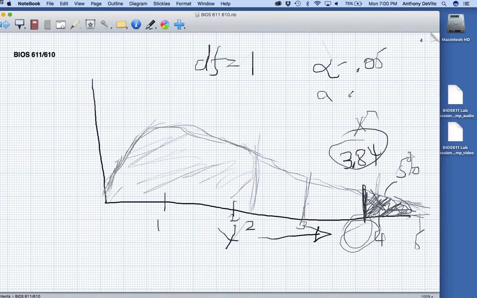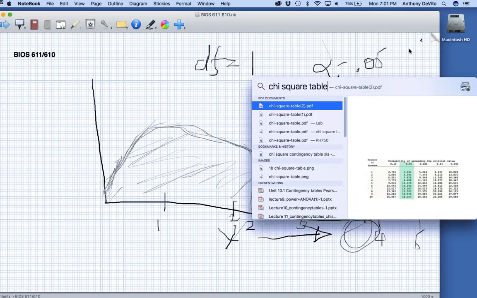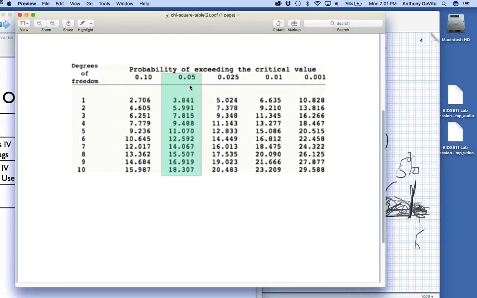If your alpha was 0.01, you would have to choose a chi-square that would leave only 1% of this curve at the end. Okay, so let's take a look if I can find a chi-square table. Okay, and sure enough, there it is. So just so you can see where I got that, for a probability of 5%, an alpha of 5%, if I have 1 degree of freedom, my chi-square value is going to be 3.841. Okay, in other words, that's my critical value.